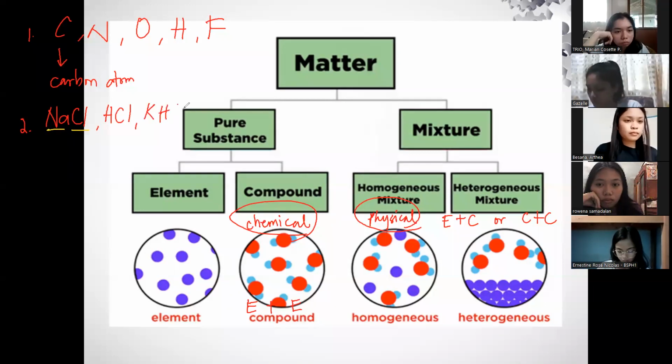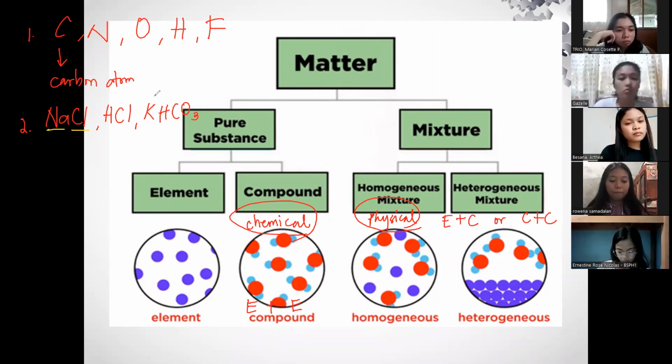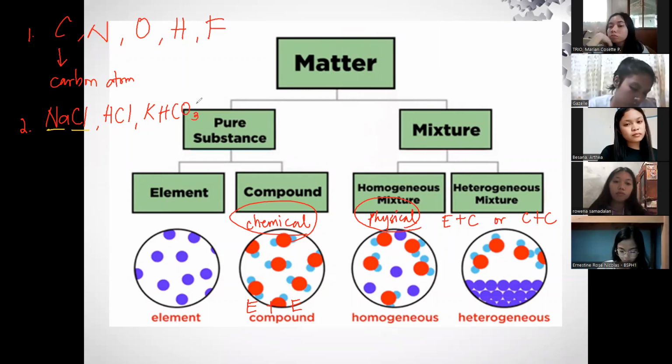Potassium bicarbonate. Yes, that is also correct. Potassium bicarbonate. So this is KHCO3. Okay? So ito, unlike with the other two examples, maraming klaseng atoms ito, pero compound pa rin ang tawag sa kanya. Okay? Potassium, hydrogen, carbon, and 3 atoms of oxygen are combined chemically in potassium bicarbonate. That is also correct. Water is also an example of a compound.